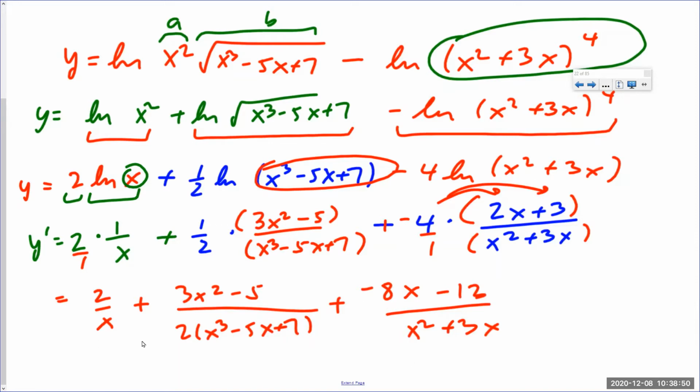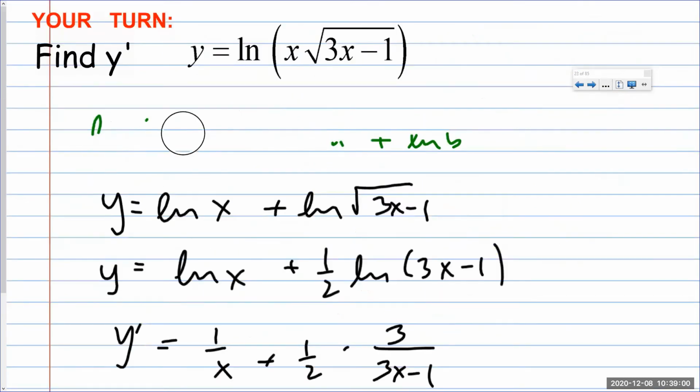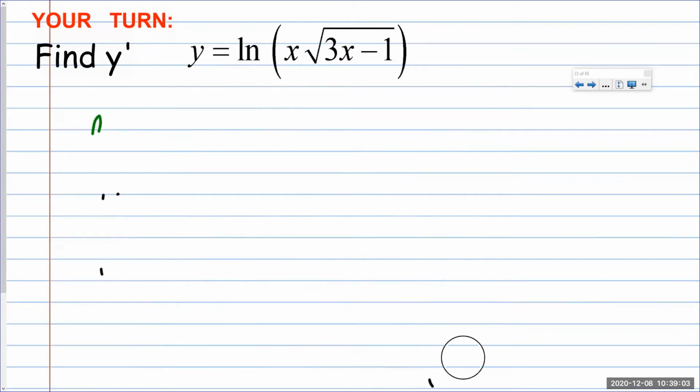Okay, the next problem on the back page, I'd like you to do that. So what I want you to do is take the derivative of this ln problem. Now you can avoid product rule, okay, u prime over u, if you remember your log properties.